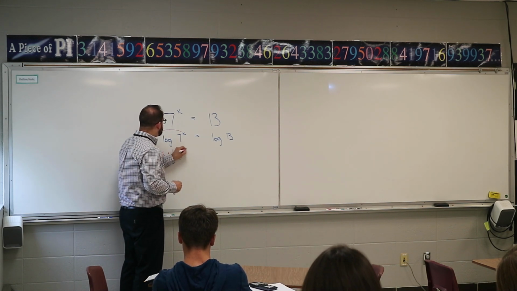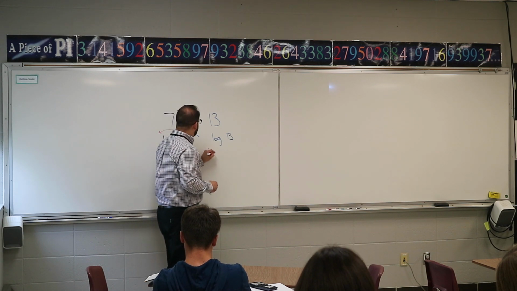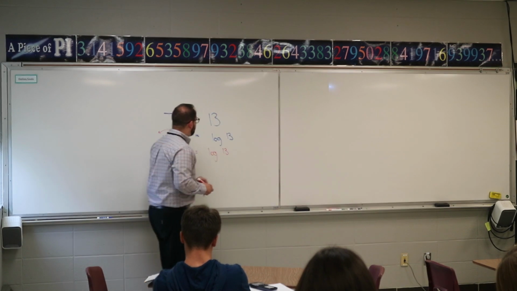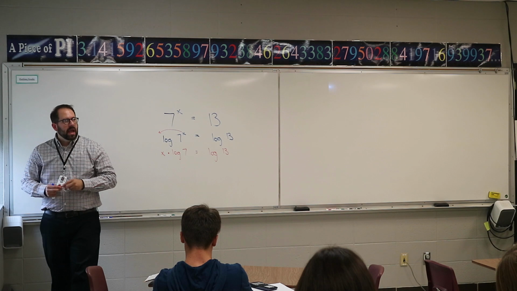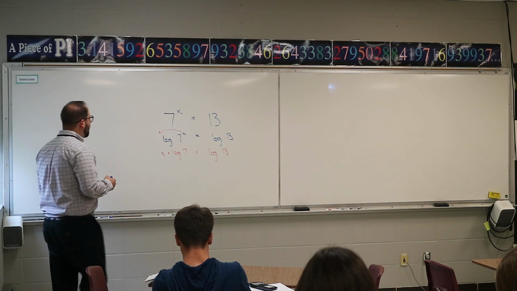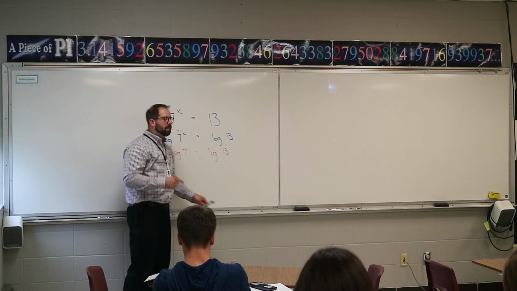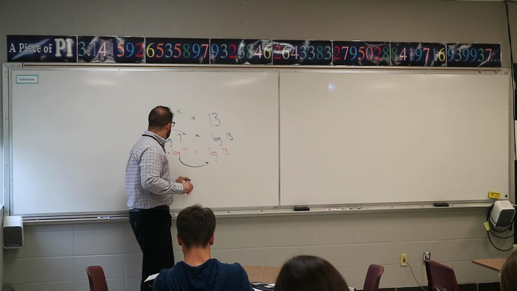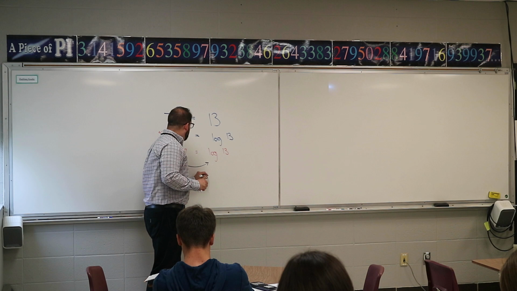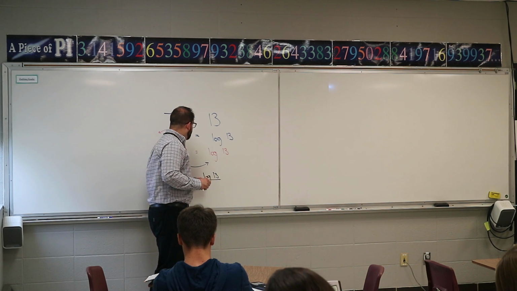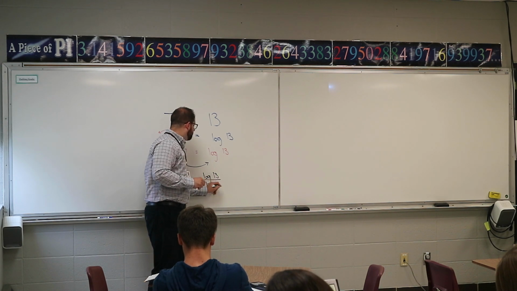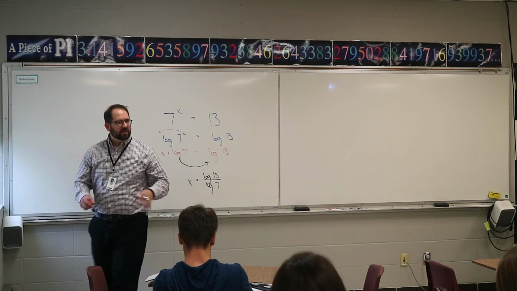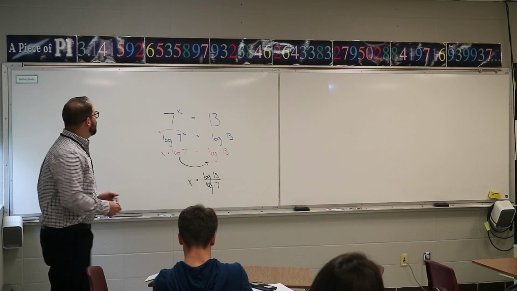So the x would drop out front. So this would be x times log of 7. And on the other side of the equality symbol, we have log of 13. And the last step to solve for x is you do the inverse operation to the other side. We would divide by log 7. So x equals log 13 divided by log 7. That's probably what most people do. Straightforward, it's easy, we understand the concept.